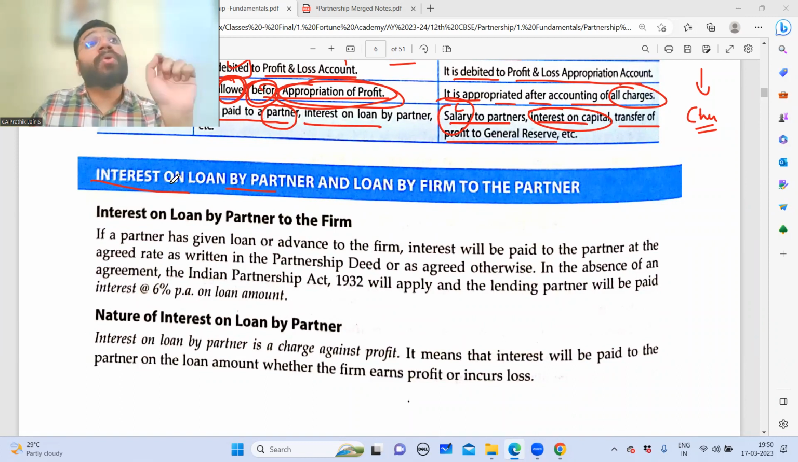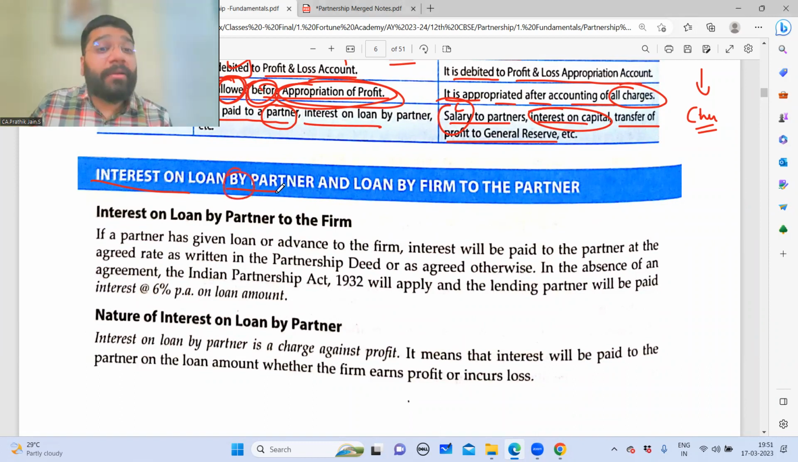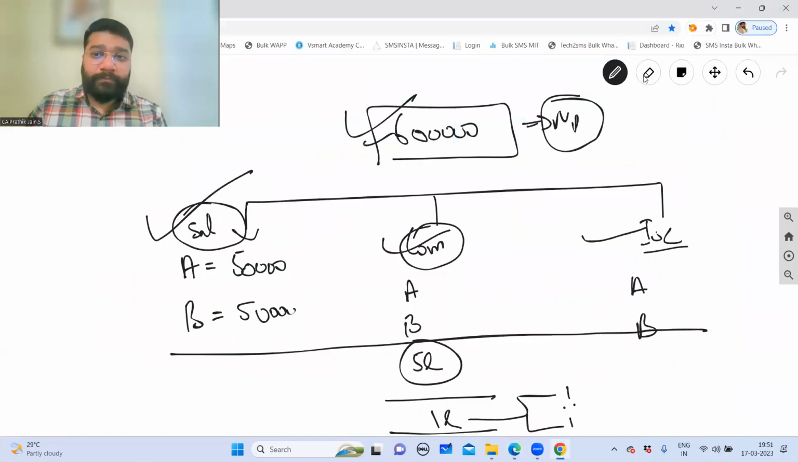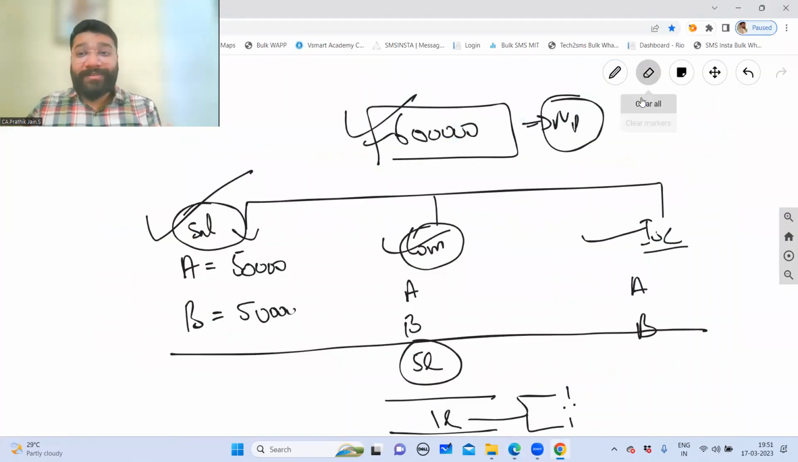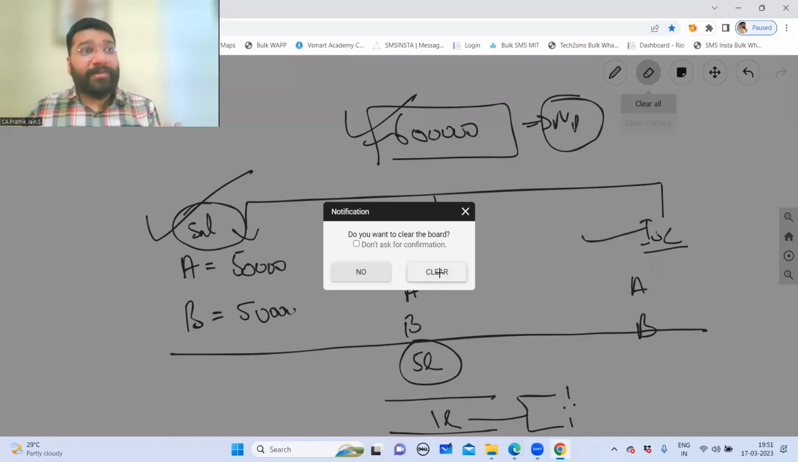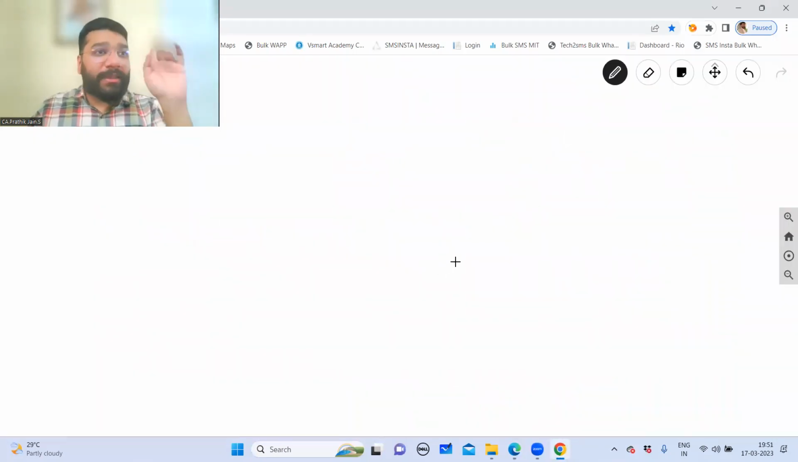Interest on loan. Which loan? Loan given by a partner to the firm. By default it is not 6%. That is, in the absence of a partnership deed, only then will that get triggered.